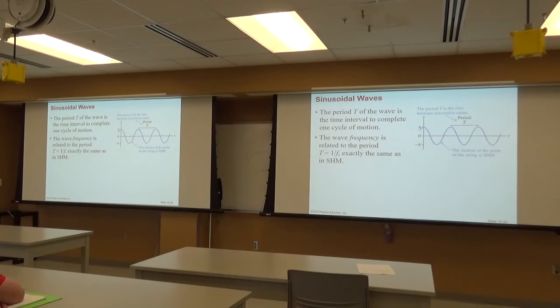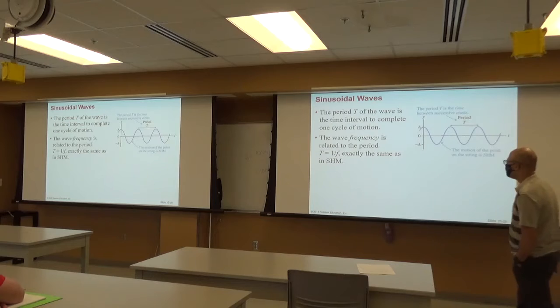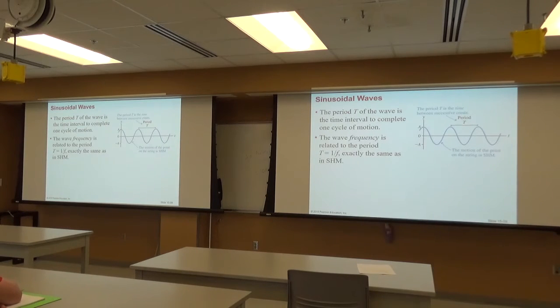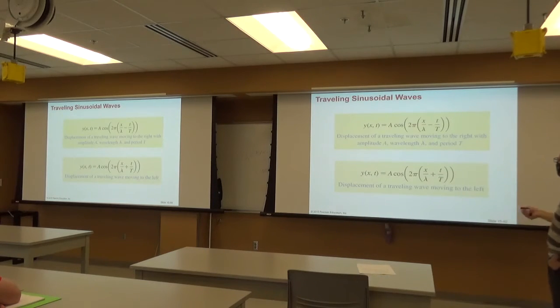The relationship between time period and frequency is, time period is the reciprocal of frequency. Okay, so T is 1 over F, just like in simple harmonic motion. And we also talked about this last time. So this is the relationship that gives you the height of a wave for a traveling wave.